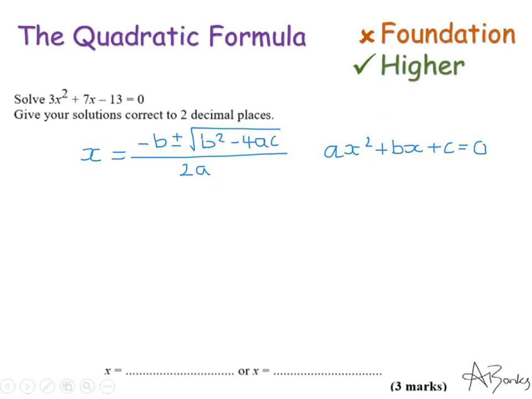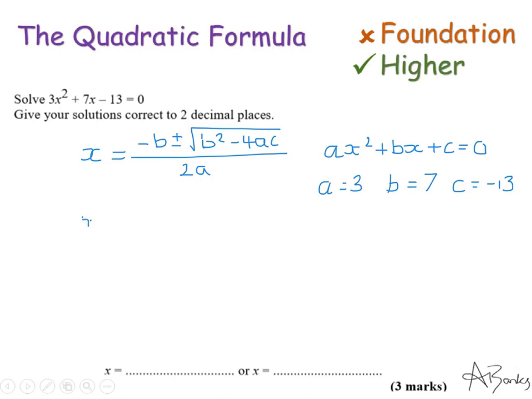So in this example, I'm going to write down my values of a, b and c first. So in this one, a is 3, b is 7, and c is minus 13. Just be careful there, it's minus 13, not 13. So the first mark we get is just from rewriting this with those values plugged in. It's a very easy first mark. It's just memorising the quadratic formula that's the hard part.